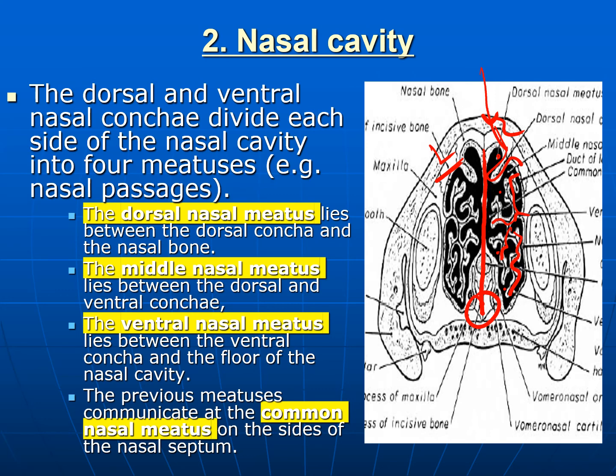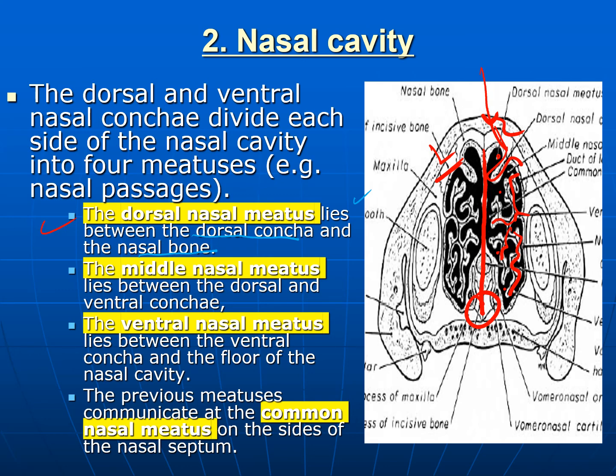The first one, which is the dorsal nasal meatus, is found at this area here. This is the area between the nasal bone and the dorsal concha. So this is the dorsal nasal meatus, between the dorsal nasal concha and the nasal bone.